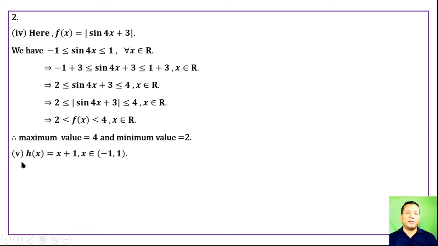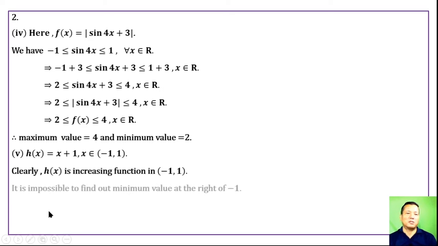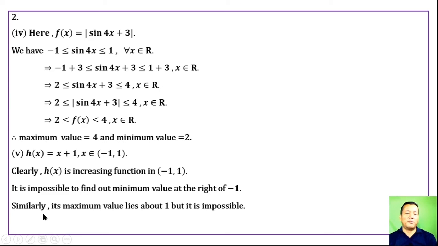For Roman number 5, f of x is x plus 1, x belongs to open interval minus 1, 1. Clearly, f of x is an increasing function in minus 1, 1. It is impossible to find the minimum value to the right of minus 1. Similarly, its maximum value lies just below 1, but it is impossible to find it. Hence, f has no minimum value and no maximum value.